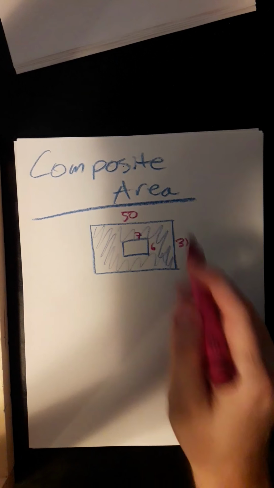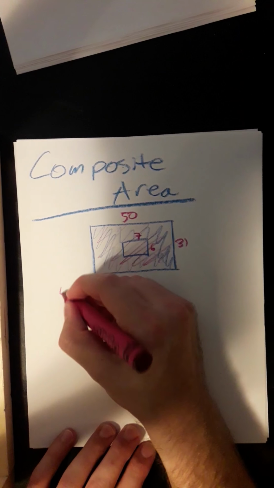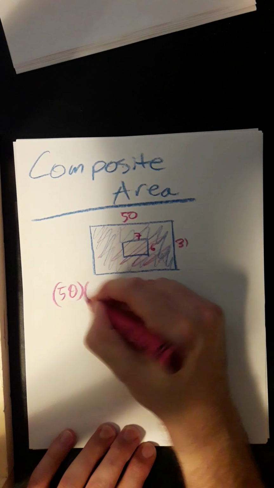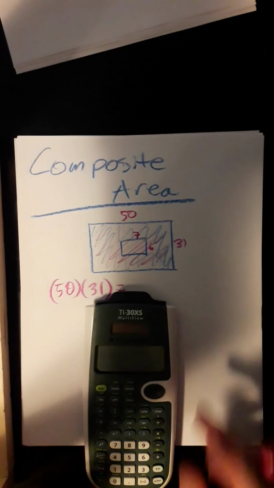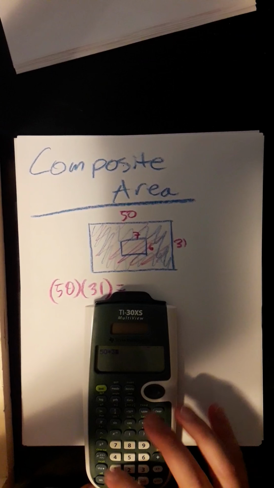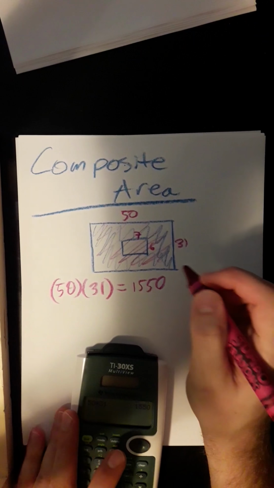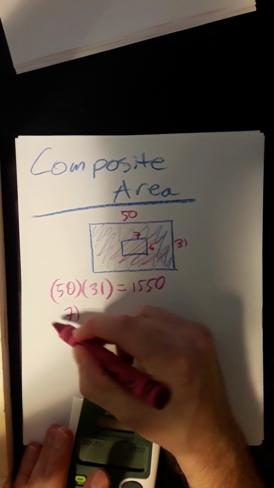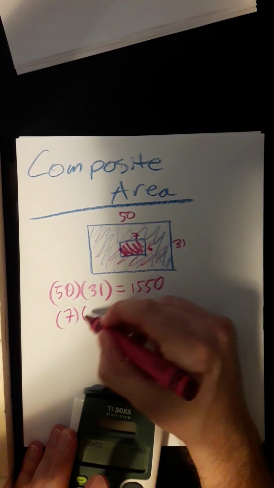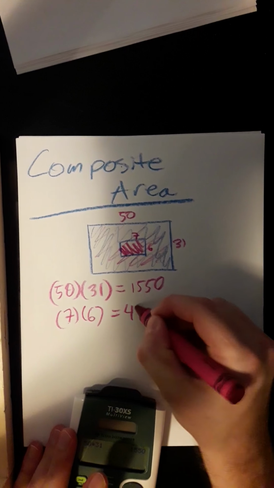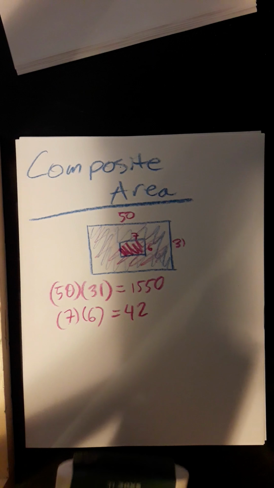What you're going to do is find the area of the big rectangle. It's this whole thing. And that's just going to be base times height, so 50 times 31 equals whatever 50 times 31 is. Looks like 1,550. Then you find the area of the little rectangle inside. And that's 7 times 6. I don't need a calculator for that. And then we're just going to subtract these two. I will use a calculator for that.